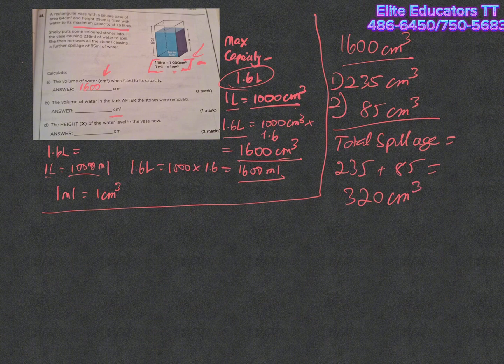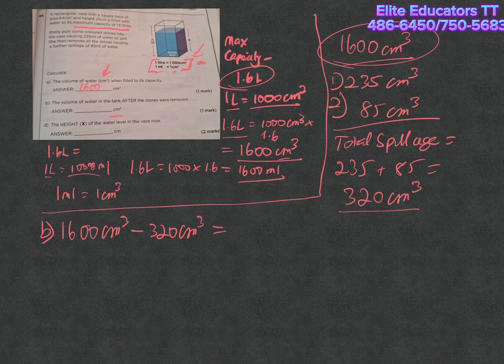Now, some students might put that as the answer, but that is not what they were asking for. This is the total amount of spillage, how much was lost. They ask for the volume of water in the tank after the stones were removed. So guys, the total volume was 1600 centimeters cubed, minus the total lost in spillage, 320 centimeters cubed.